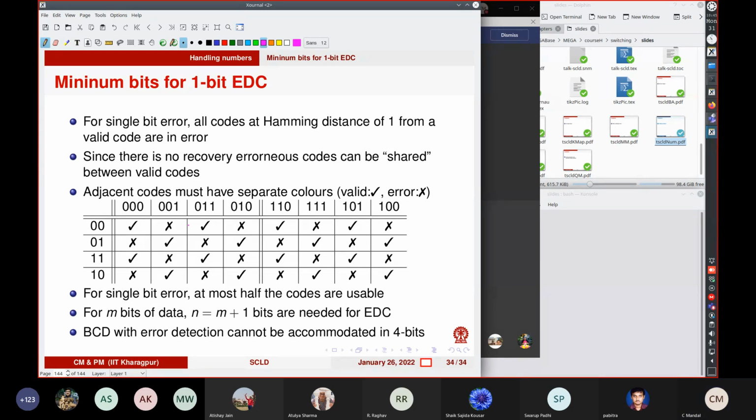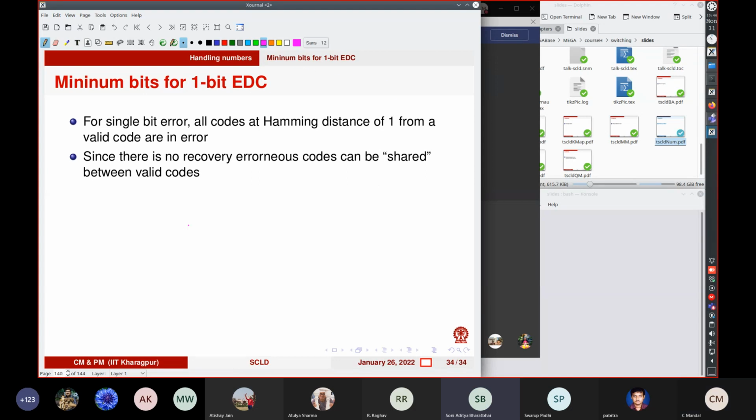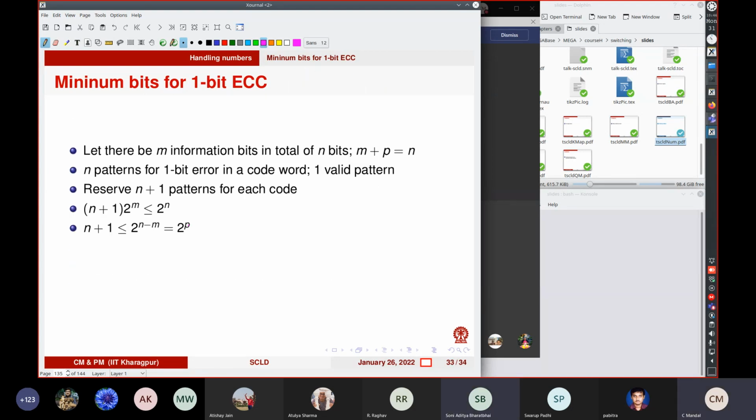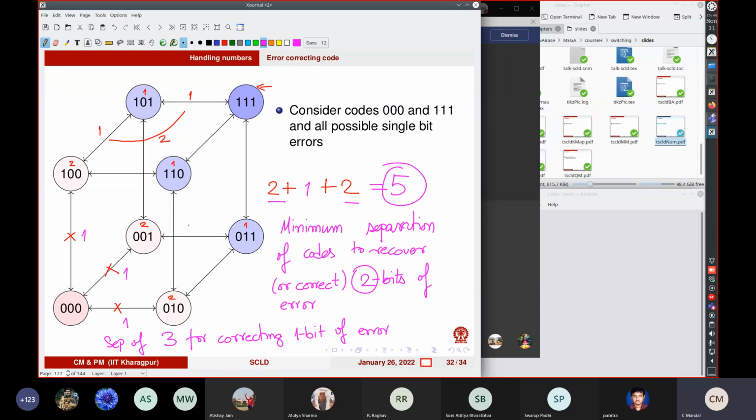Now, do you have any questions regarding error detection and error correction? I mean, sir, I could not understand how that phi was coming in that diagram. I'm still confused. Okay, so let us go back to the diagram.